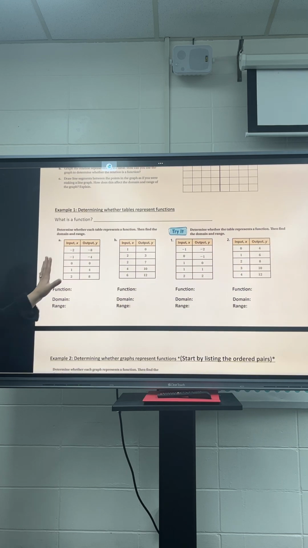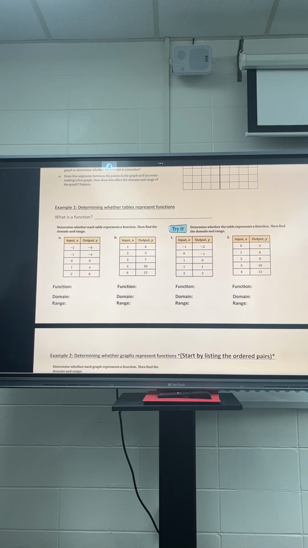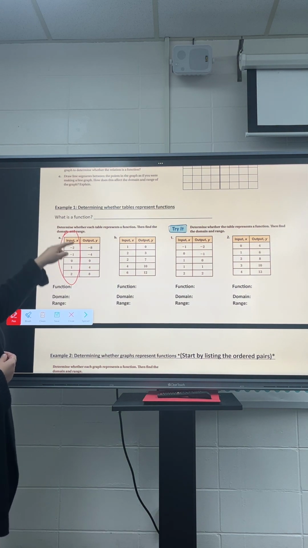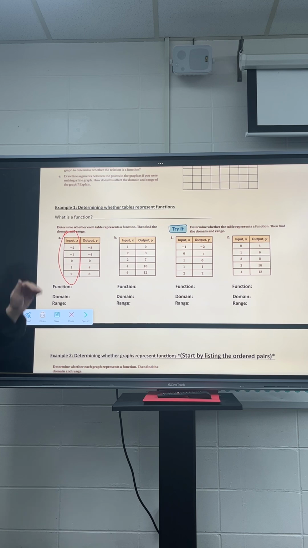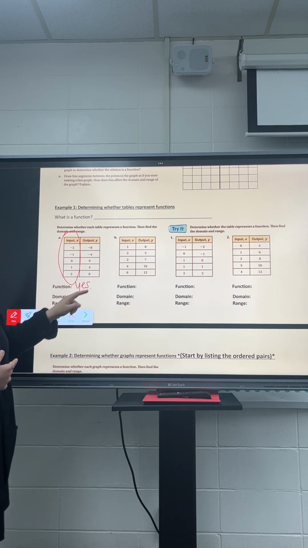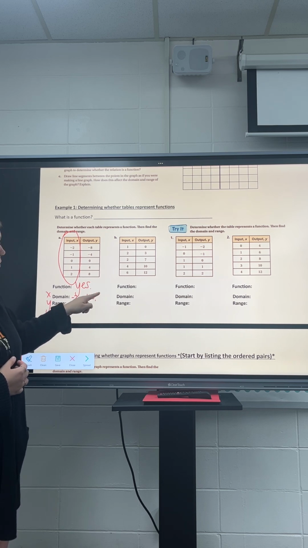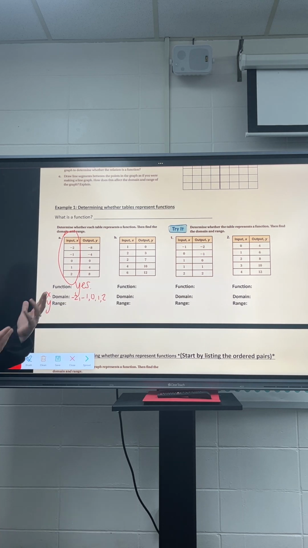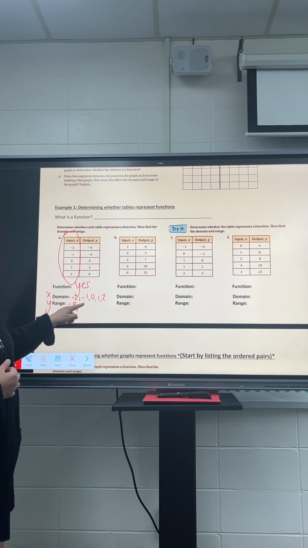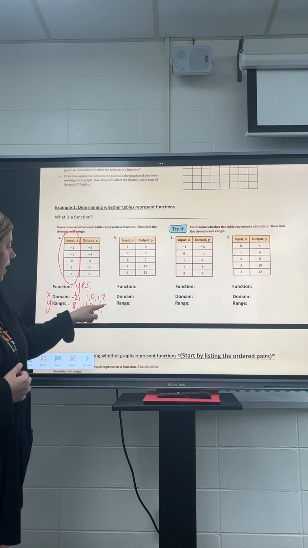So we started looking at these tables and graphs, and this is where we really started identifying a function with a repeated x value. We look at this list and ask, is there anything here that's repeated? If there is, it's not a function. I don't see anything here that's repeated, so yes, this one's a function. Then it asks you domain and range. You have to remember domain is x, range is y: -2, -1, 0, 1, 2. Then the range is the y, so -8, -4, 0, 4, 8.